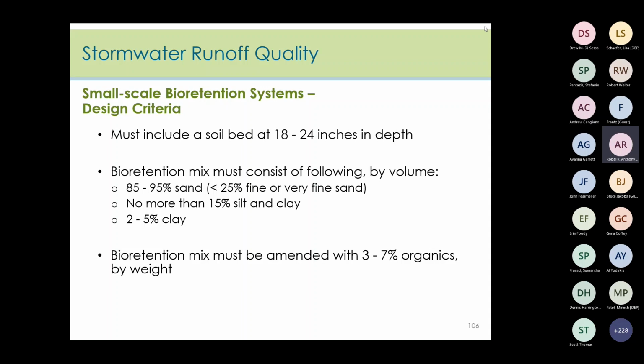Small-scale bioretention systems have specific requirements regarding the depth of the planting media and what that planting media consists of. So this planting media is designed to support dense vegetation, but it also conveys stormwater. And one thing to notice here is that the composition of inorganics is measured by volume, and organics is measured by weight here.